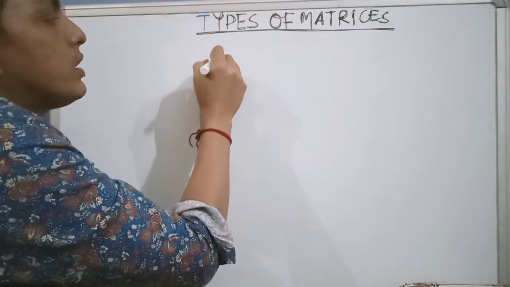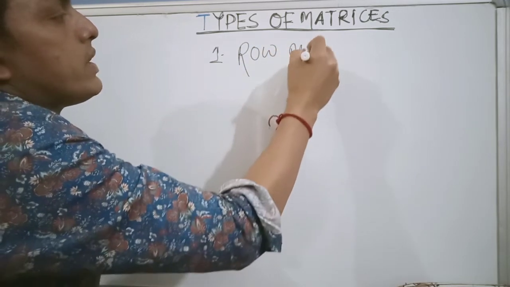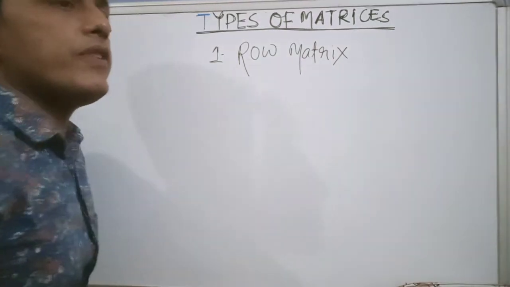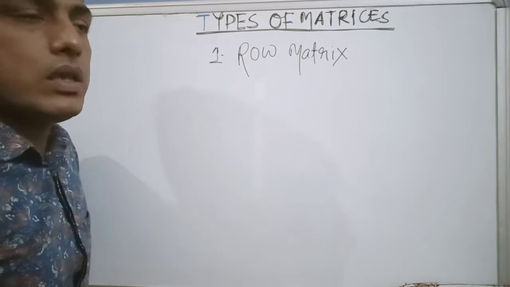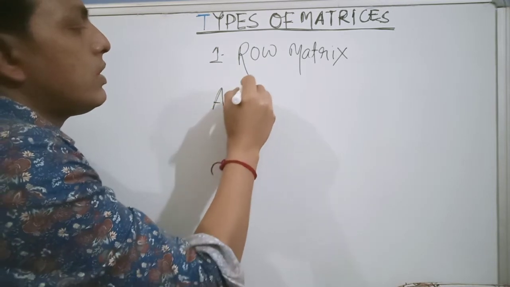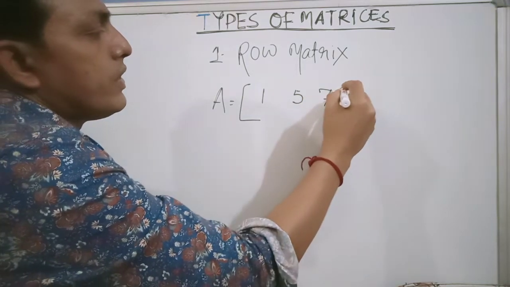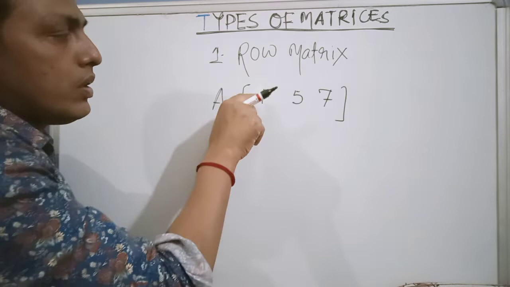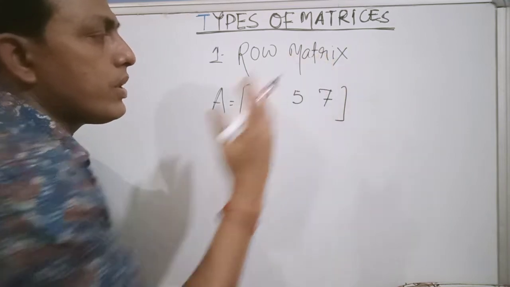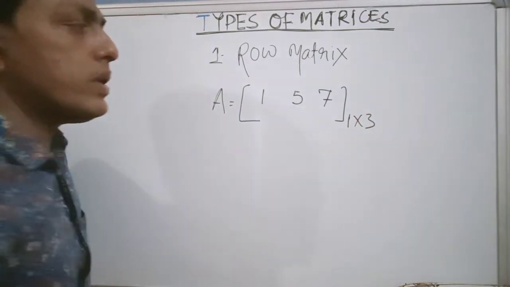The number one, row matrix. The name itself is very clear. Row matrix. See the example. 1, 5, 7. What is the order? We have one row and 3 columns. So order is 1 by 3.